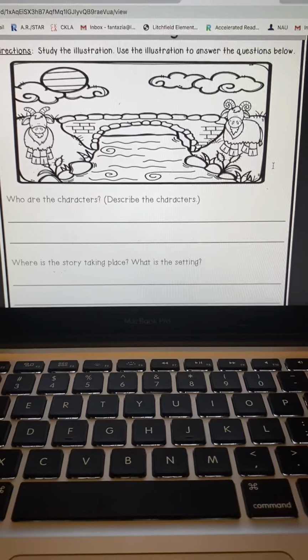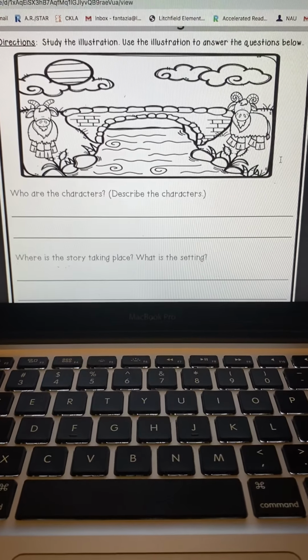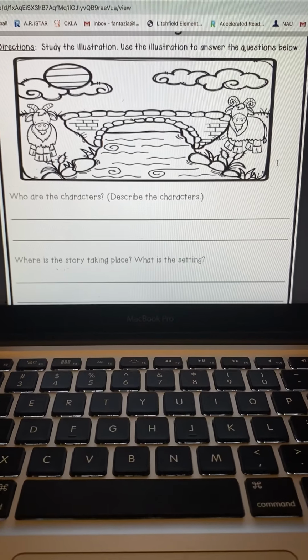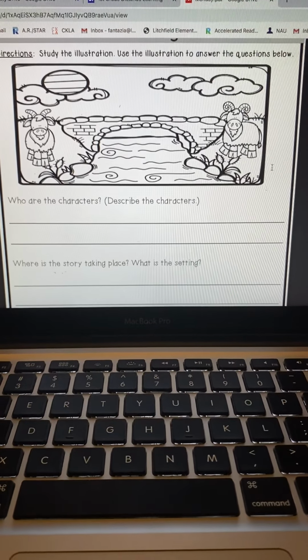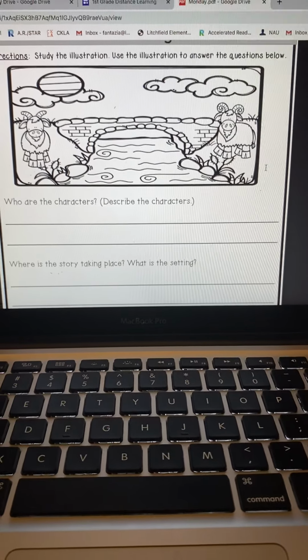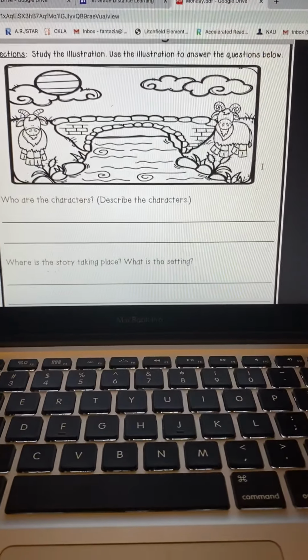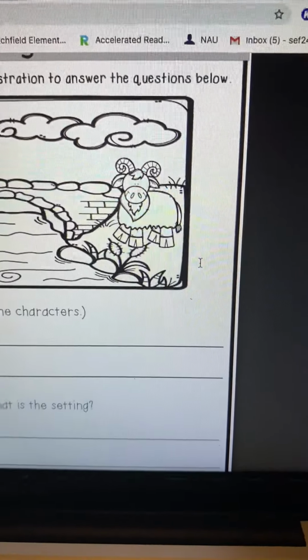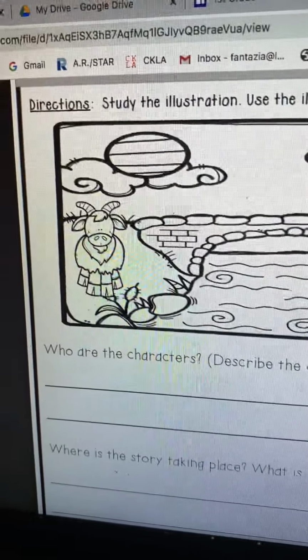So who are the characters? And it says describe the characters. So I know that a character is usually a person or an animal, someone who's doing an action of some kind. So the characters in this story, it looks like, are two billy goats. So I'm gonna look at these billy goats a little closer. They look pretty happy.